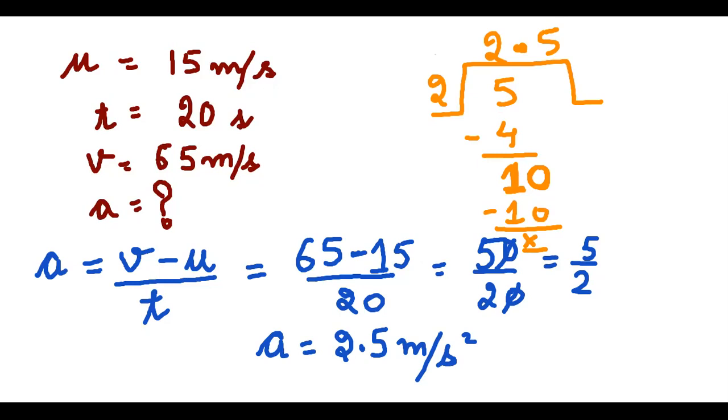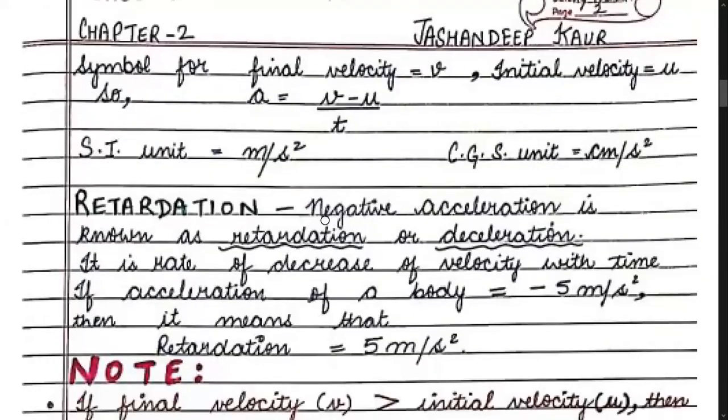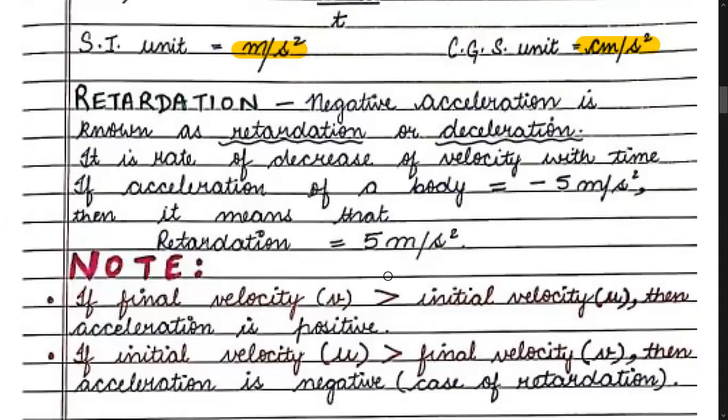So I hope this is clear to all. This is the way we find acceleration. So children, now the SI unit of acceleration is meter per second square, while the CGS unit for acceleration is centimeter per second square. So this was all about acceleration. Whenever the speed is increasing, we say that the object is accelerating.